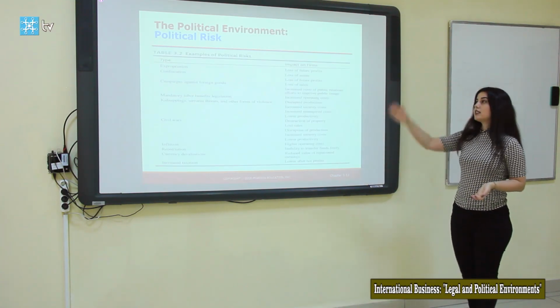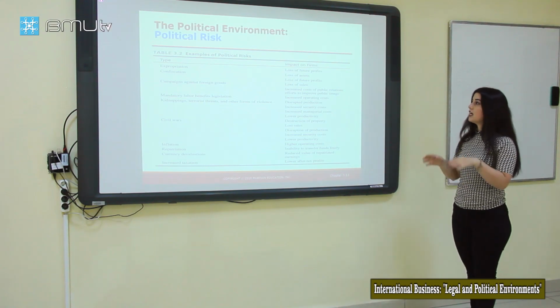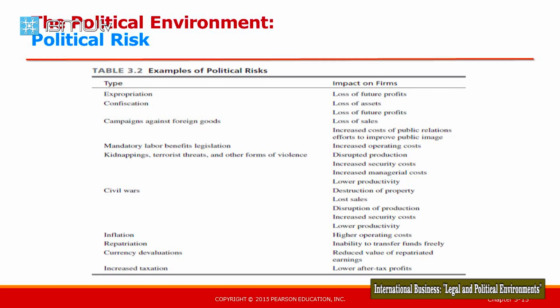And now, guys, in this table, you can see the impact of the types of political risk, or legal system, etc., that we learned about. What is the impact of them? In this table, I emphasized that when I explained each of them. Now in this table, you can see it better.